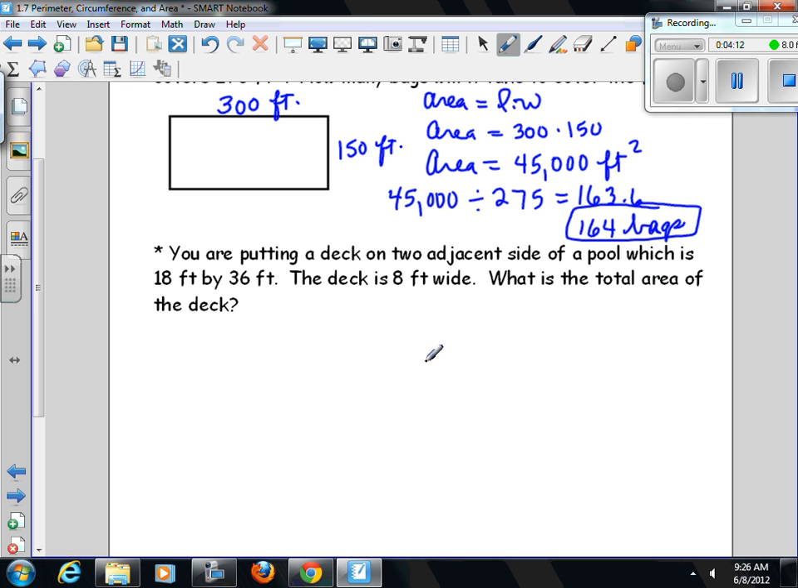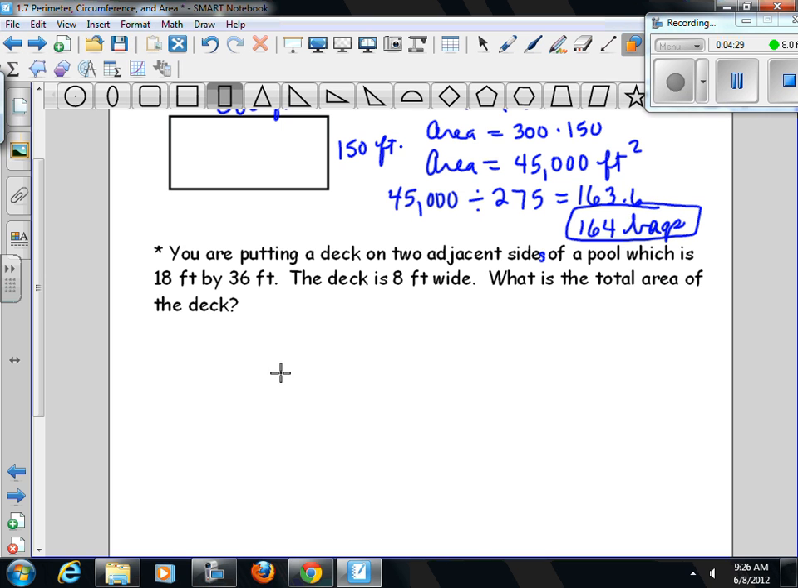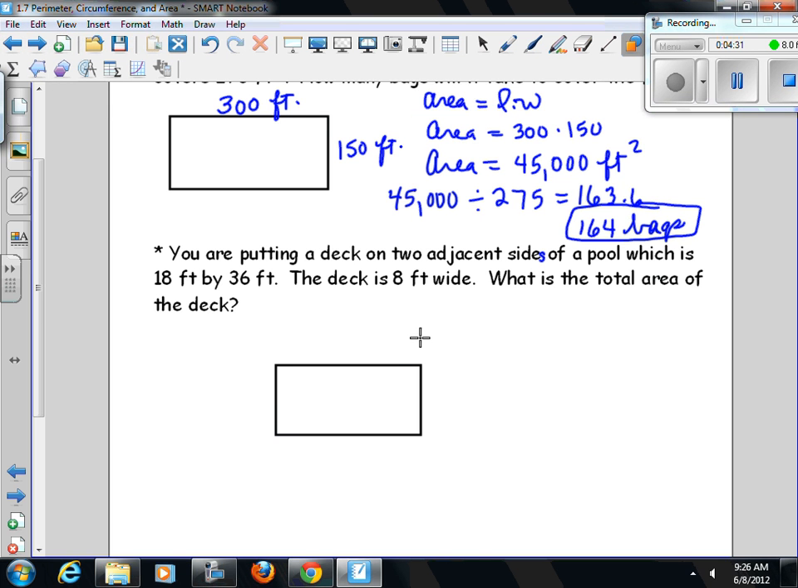Next problem. You are putting a deck on 2 adjacent sides of a pool, which is 18 feet by 36 feet. The deck is 8 feet wide. What is the total area of the deck? So let's draw a picture of this. You've got your pool, and your pool is 18 feet by 36 feet.